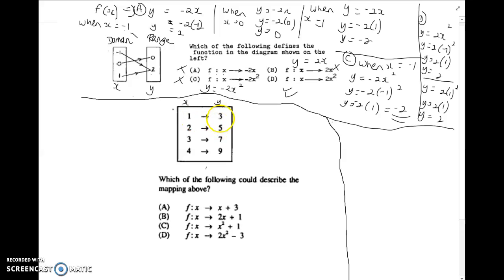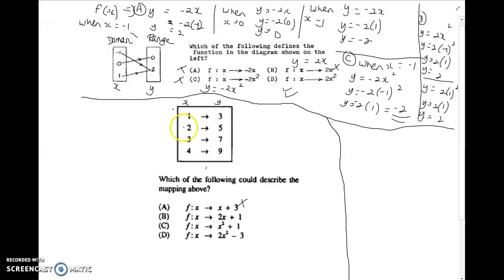1 plus 3 is 4, so that's not working out already. 2 plus 3 is 5, yes. 3 plus 3 is 6, it doesn't work out. From the first one, you see it wouldn't work out, so it's not A. Let's check option B, 2x plus 1. So when x is 1, 2 by 1 is 2 plus 1 is 3. That works out.